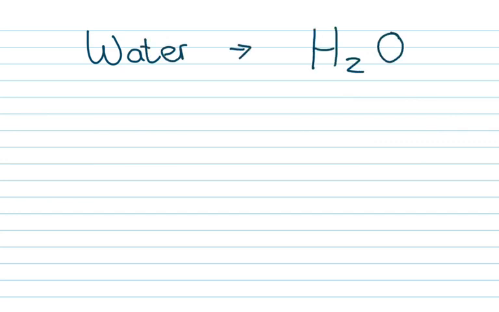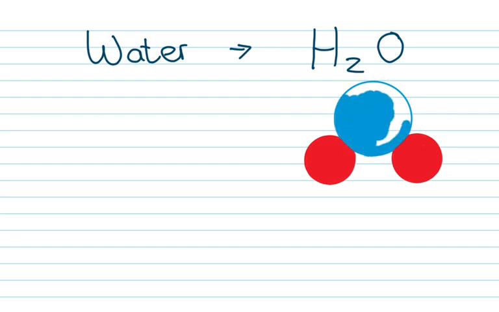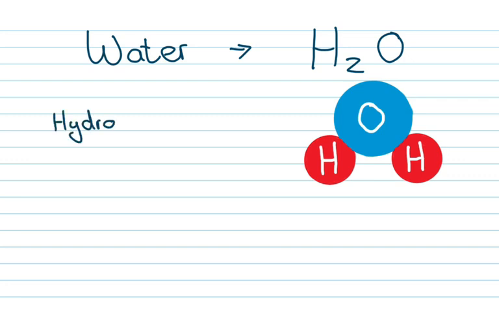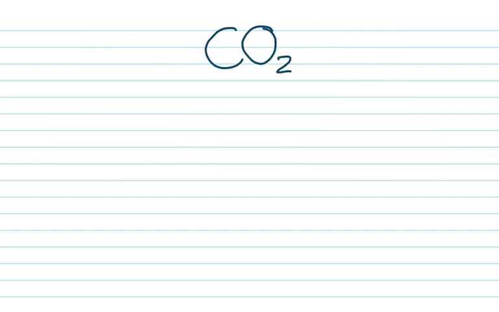Next up is water. This is usually an easy one. So water is supposed to be two hydrogens and one oxygen. So again, we've got one oxygen, which we're going to make different from the hydrogens, and we're going to label them very, very clearly. And that means that we have two hydrogen atoms and we have one oxygen atom. So there are three atoms in total, two hydrogen, one oxygen.